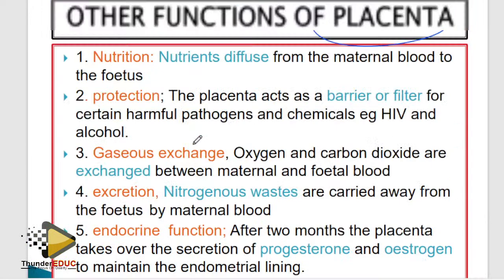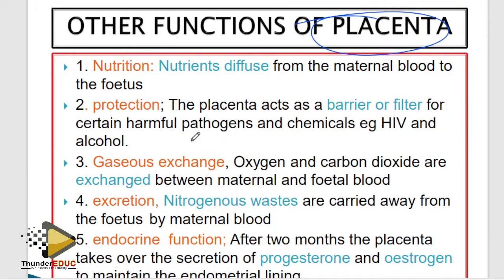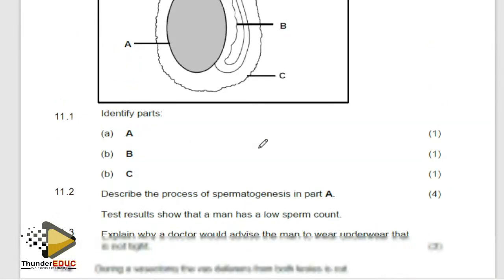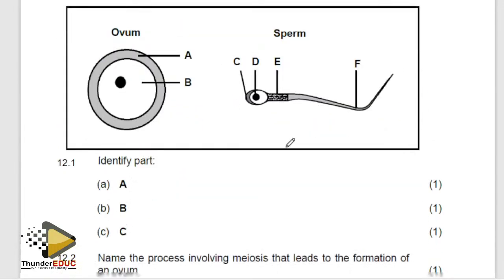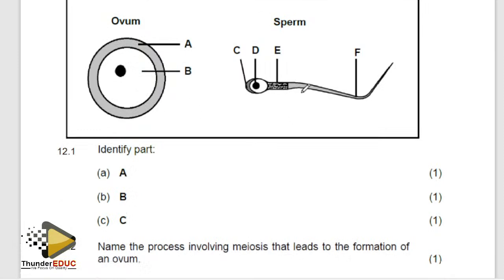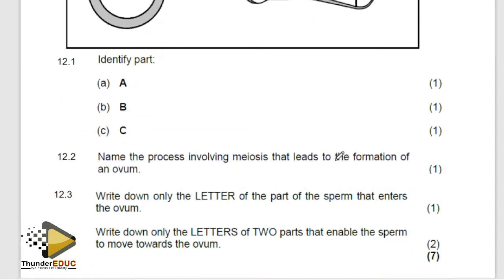You require one full hour to discuss this and to read reproduction. Let me show you the questions now. I'm not going to waste too much time, I'm just going to highlight. So we talked about this. Identify the part involved in the process that leads to the formation of the ovum, or genesis.